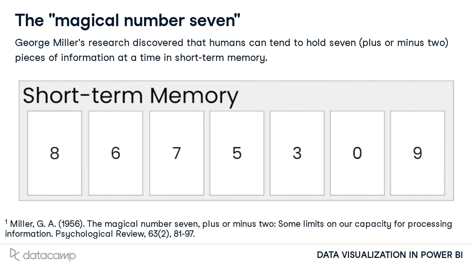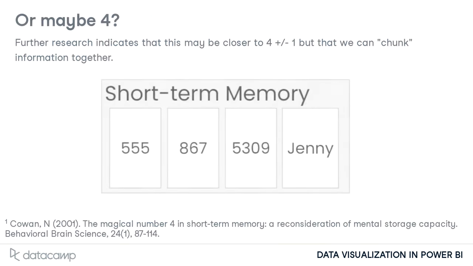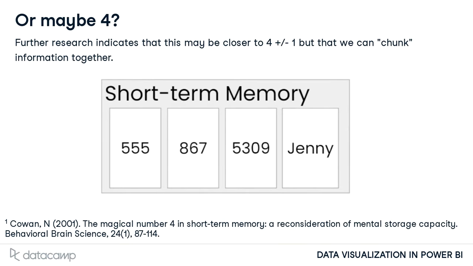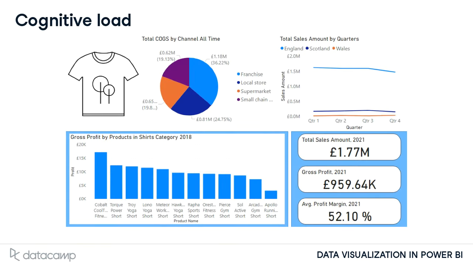George Miller, in 1956, released a study showing that humans can hold somewhere between 5 and 9 pieces of information at a time in short-term memory. Since Miller's paper, further research has noted the importance of chunking short-term memory information, which can help you hold more than 9 individual pieces of info. This matters because of cognitive load.